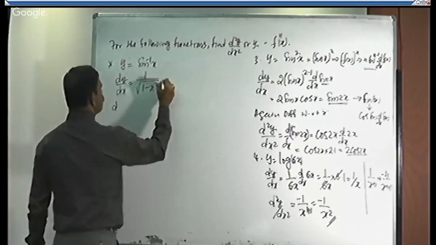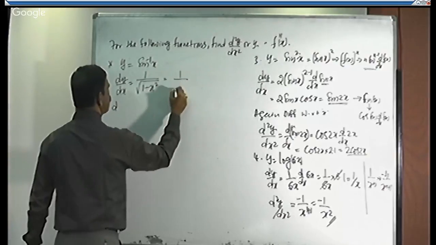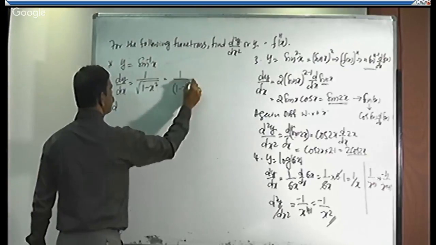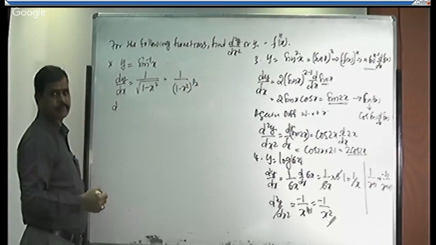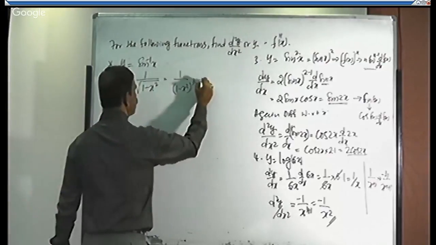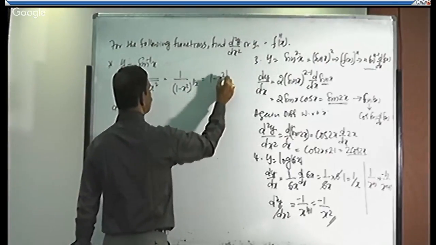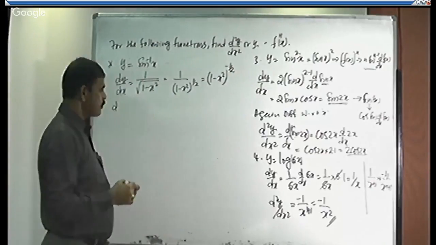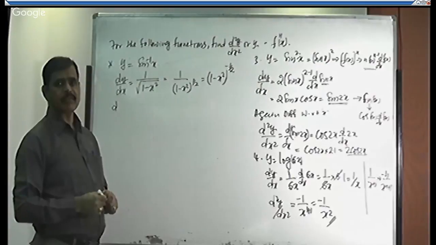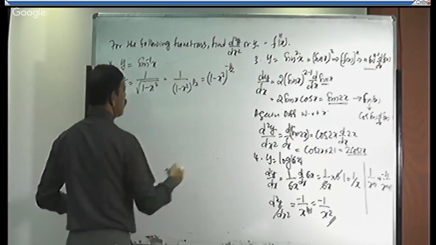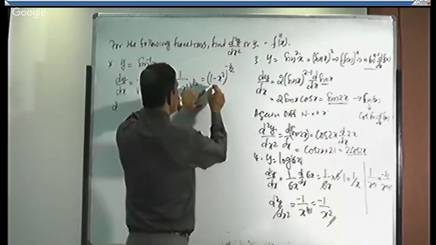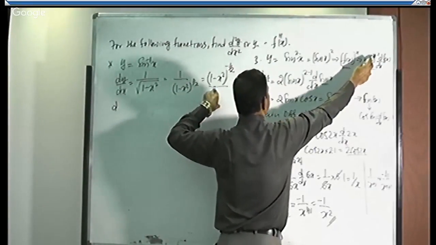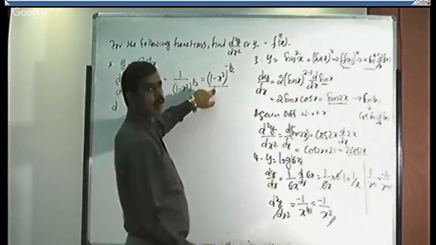See, it has to be simplified. How? Take it in this form: 1 minus x square to the power of root means whole power of 1 by 2. Or you can take it as 1 minus x square to the power of minus 1 divided by 2. Now you can differentiate it. How to differentiate this? It is similar to function to the power of n: n into function to the power of n minus 1 into d by dx of function.